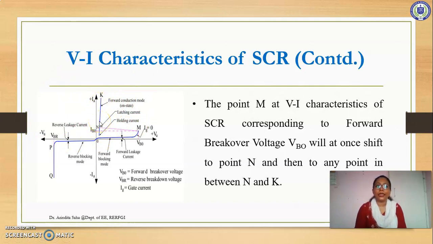Why between N and K? It is because the current through the SCR, that is IA, is limited by the presence of the load. So depending upon the type of load, this value will change and it will be within the range of NK. So this was all about the VI characteristics of SCR.